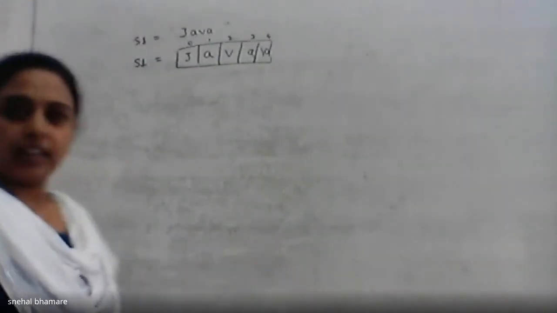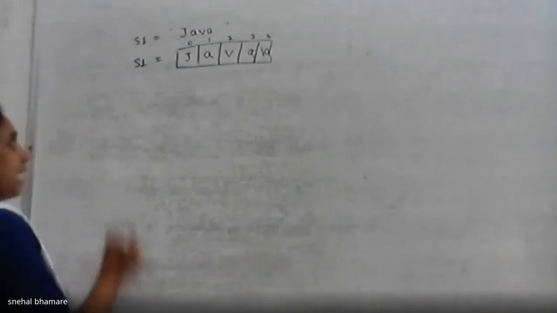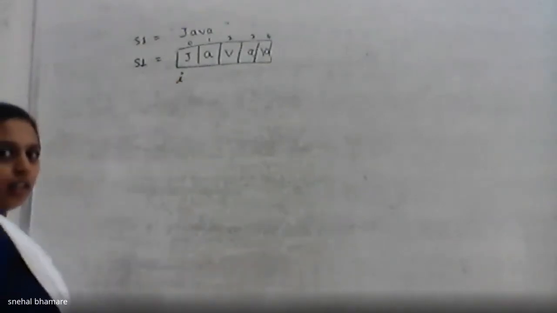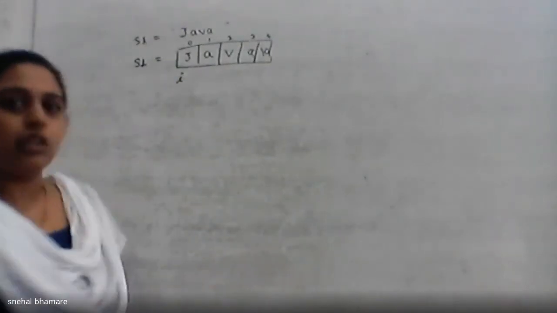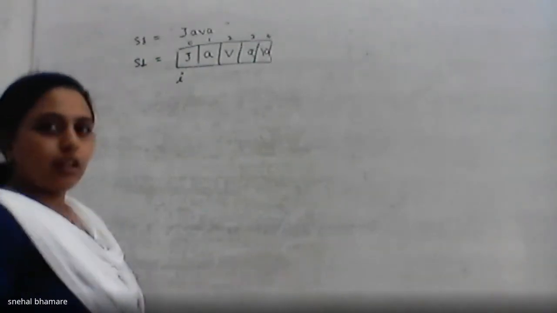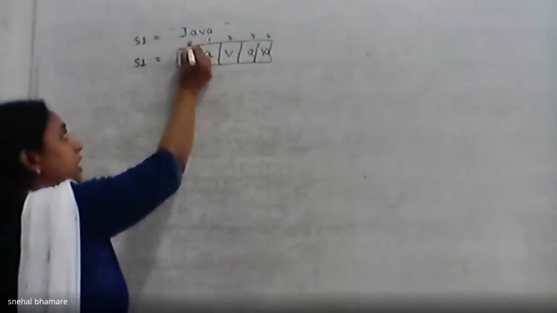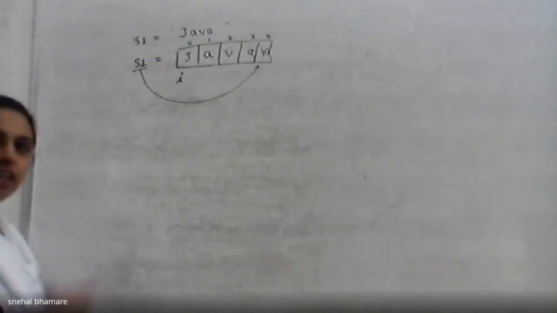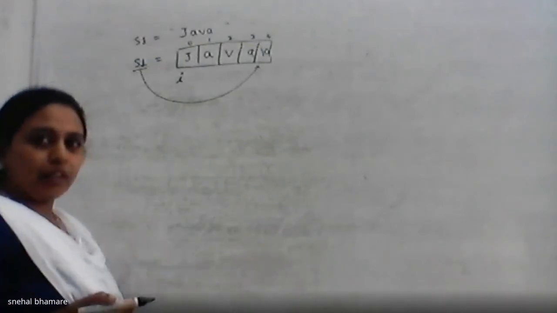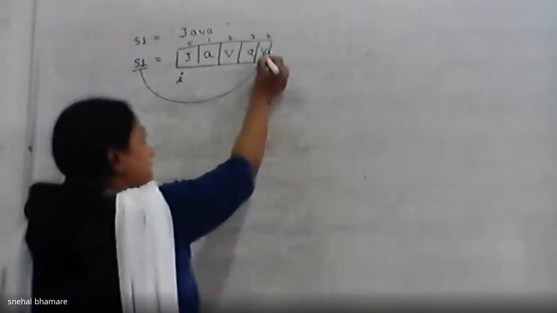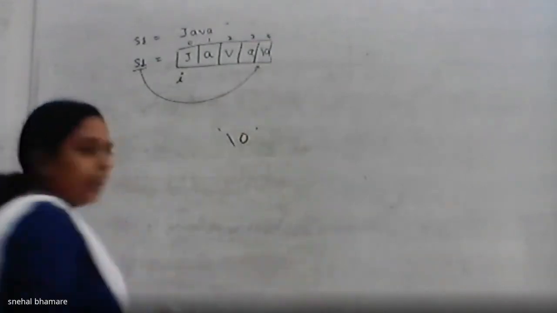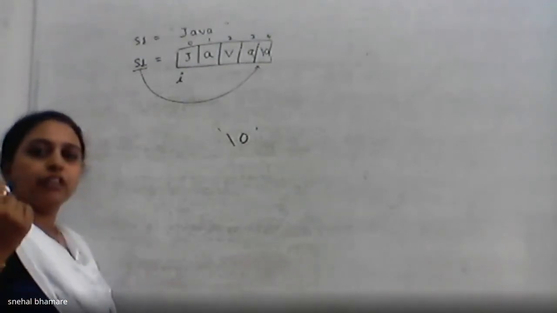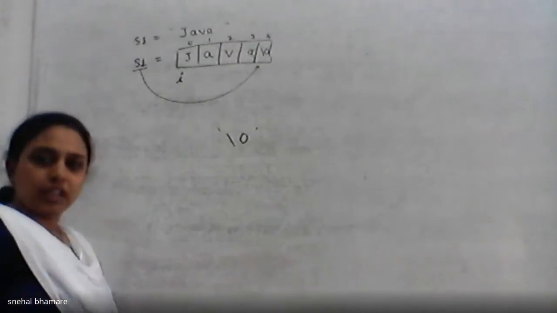Now, how to calculate the length? Take one index variable, let's say I, initialize it to the 0th index, right? By using a loop statement, you can use while loop or for loop, it's up to you. Using the loop statement, we will traverse this I from 0 till we reach S1 of I is equals to /0. We have to increment the value of I variable, right? And when a /0 character is encountered, we will stop at that location and whatever will be the value, we will return to the calling function, and that value is nothing but the length of the string, right?